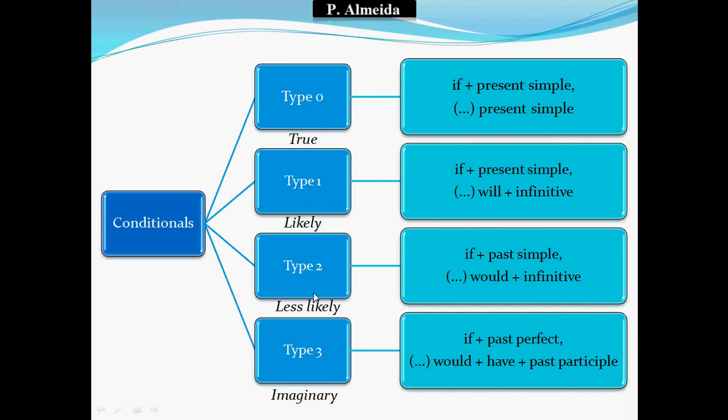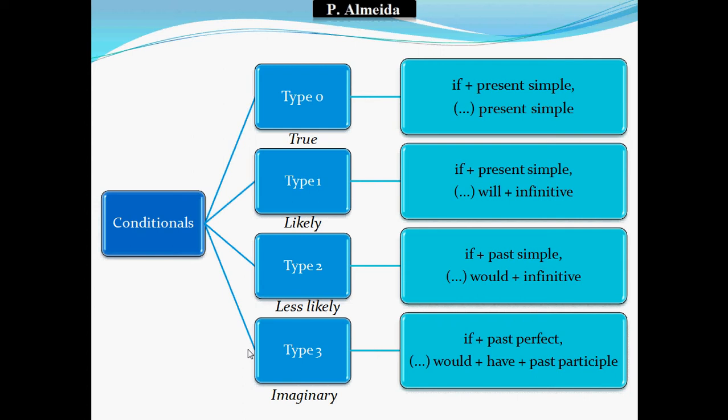Type 2 is a less likely result. So it's something that you kind of imagine that could have happened, but is unlikely to have happened. And then type 3 is a completely imaginary result because you know that there is no way you're going to get there, not because it would be something impossible in the first place, but because you're talking about a past event, and you cannot change the past, at least just yet.